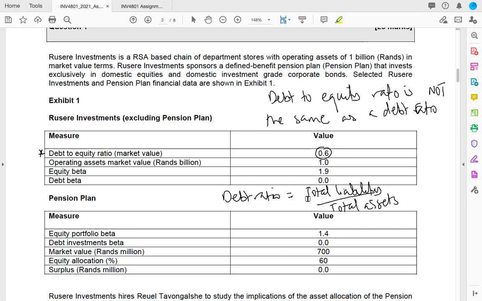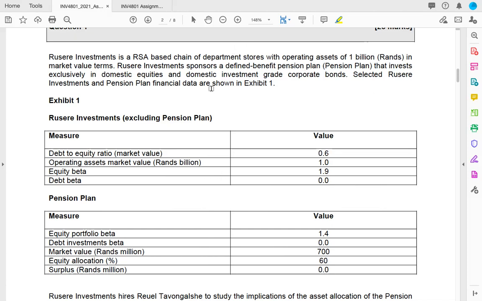That's a debt ratio. Whereas a debt to equity ratio is actually total liabilities or total debt, total liabilities over total equity. Okay, so please note the difference. The debt ratio is divided by total assets. The debt to equity ratio is divided by total equity. Okay, so that's important. And then we're also given the operating assets. They are 1 billion rands.